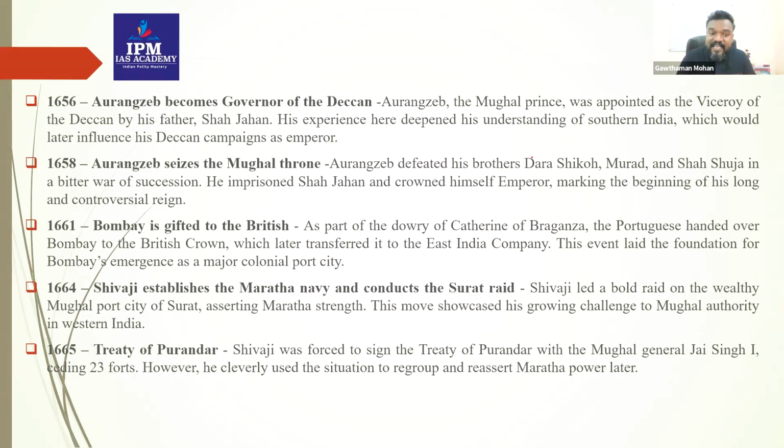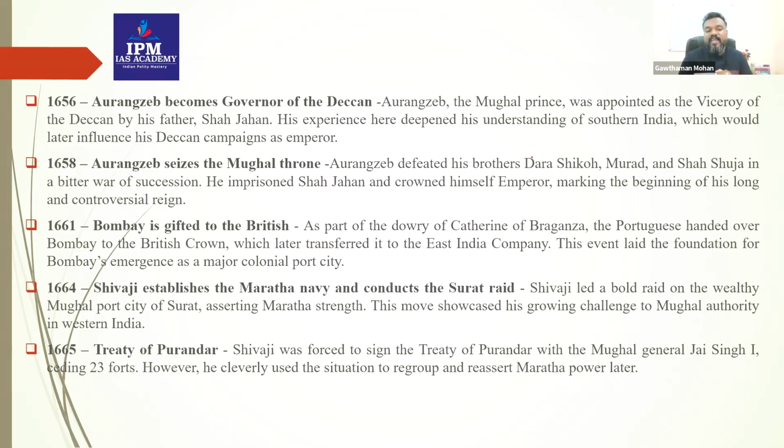Now, in 1656, Aurangzeb becomes the governor of the Deccan. Aurangzeb was a very efficient ruler of the Mughal Empire, but here he is not the emperor of the Mughals, only the governor of the Deccan. Aurangzeb, the Mughal prince, was appointed as the viceroy of the Deccan by his father Shah Jahan. His experience here deepened his understanding of southern India, which would later influence his Deccan campaigns as emperor. So Aurangzeb's Deccan campaigns had their influence from this particular appointment as the governor of the Deccan in 1656.